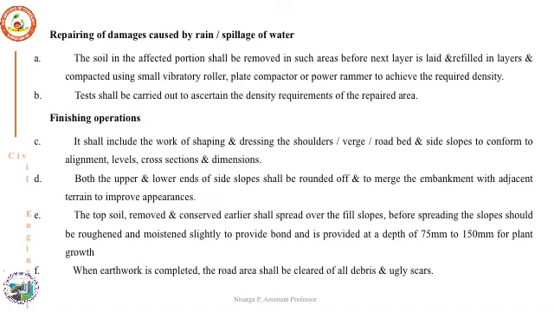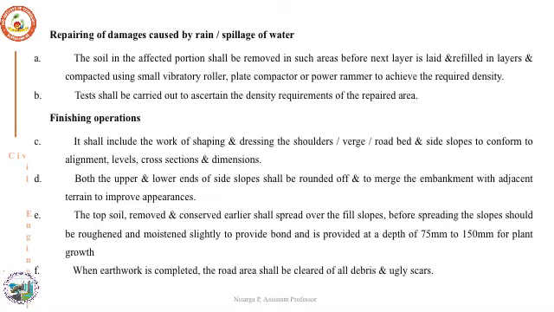And in the next stages, the repair of damage caused by the rain or spillage of water has to be done. The soil in the affected portion has to be removed before the next layer is laid, and refilled in layers and compacted. A small vibratory roller, plate compactor or power rammer can be used to achieve the required density.